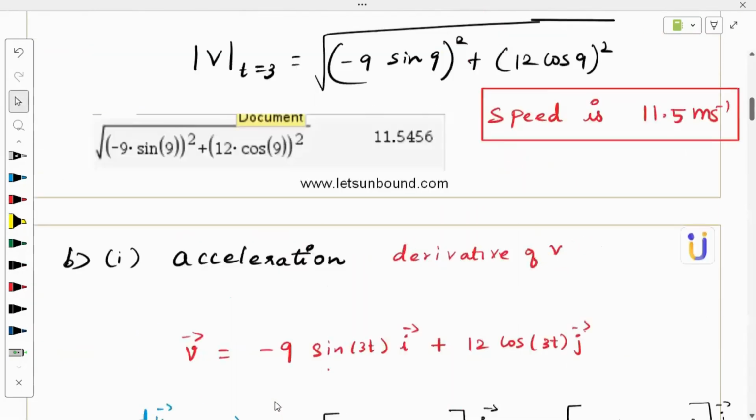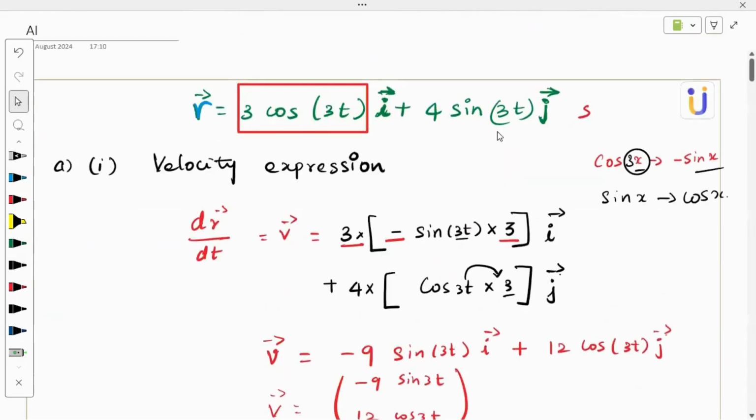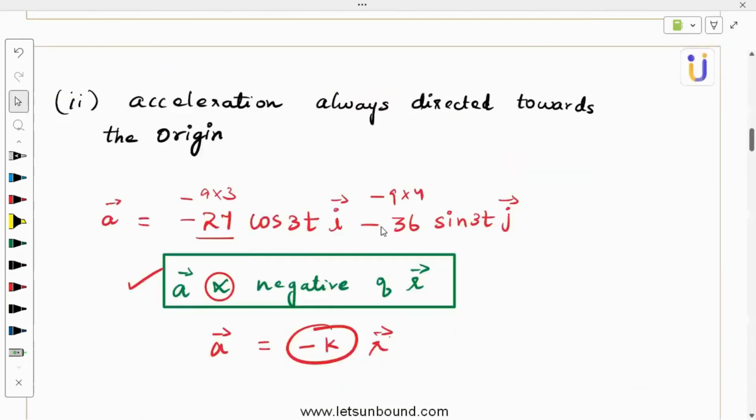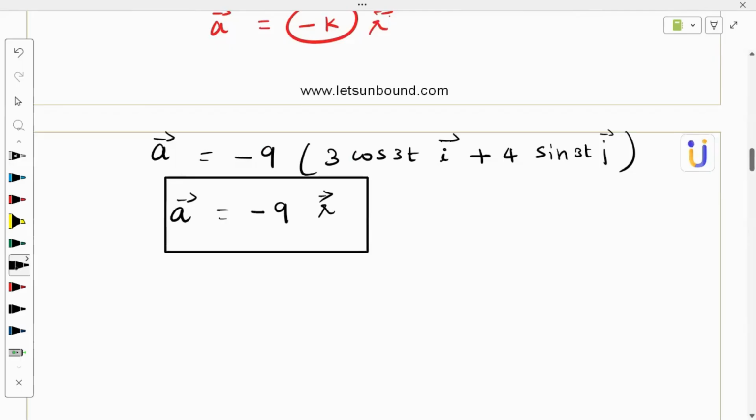Let's quickly check what my position vector is. 3 cos 3t, 4 sin 3t. Same thing I got. Everything is as it is, with a minus sign multiplied. So yes, I can prove that acceleration is a negative multiple of the position vector. So this implies the negative means A is opposite to R. Correct? Acceleration is opposite to the position of the particle.